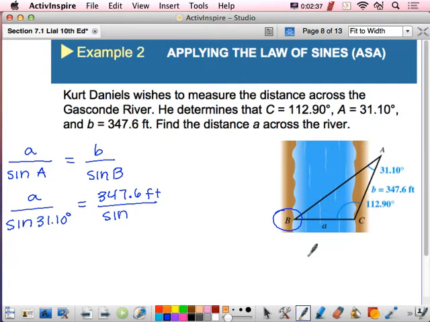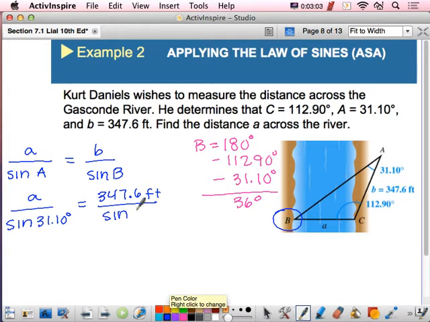Sounds great. So let's go off to the side and let's find capital B. And what does that give me? 36. Exactly 36? Yes. 36 degrees exactly. Okay? So that's what we're going to use for capital B.